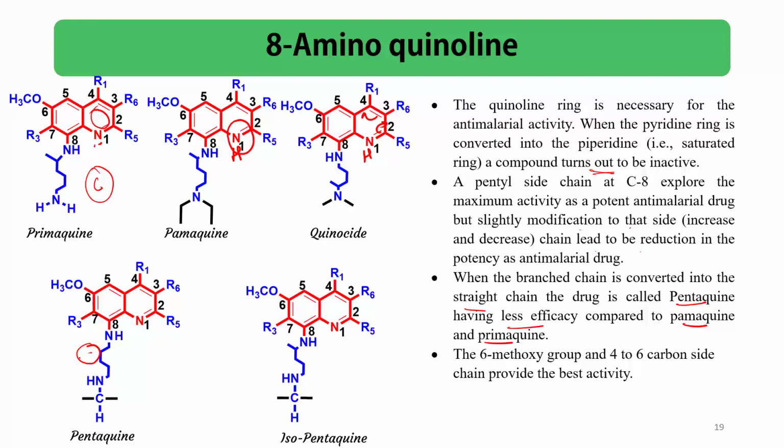So what is the conclusion from that point? We have to write it down. The conclusion is the 6-methoxy group, or the 6-position methoxy group, and a 4 to 6 carbon side chain. In addition to that, a branched chain and no branching at the terminal nitrogen group or terminal amino group provide the best activity. So that is our conclusion for the 8-amino quinoline drugs.